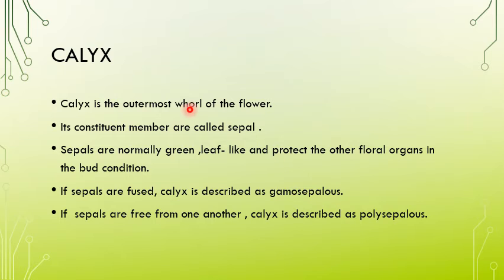So next we are taking the first whorl of our flower, that is a calyx. So calyx is the outermost whorl of the flower. Its constituent member, means the one unit of the calyx, is called as the sepal. Sepals are normally green, leaf-like, and protect the other floral organs in the bud condition. If the sepals are fused, then it is called as gamosepalous. So this terminology is very important. And if sepals are free from one another, it is known as polysepalous. So fused is gamo and the free is poly.